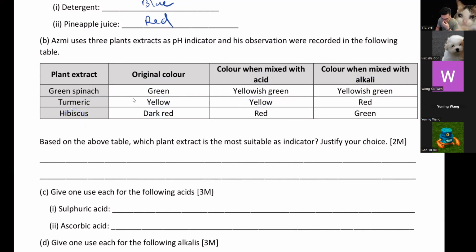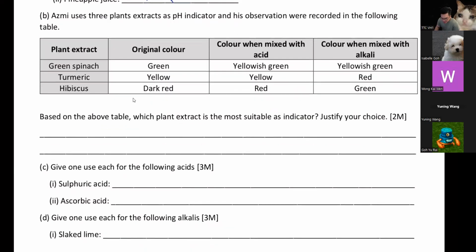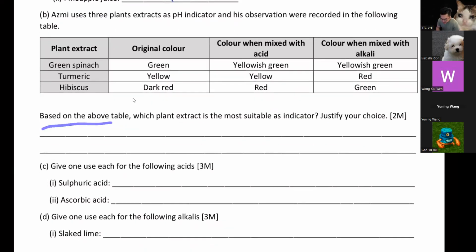Hibiscus, originally is dark red. Acid is red. Alkaline is green. So can you see hibiscus is the useful one? Because it shows you three different color. You will know something whether it's neutral or acidic or alkaline. Okay, that's the point. If my indicator is showing same color for all the pH, then what's the point of using it? Right? So based on the table above, which plant extract is the most suitable as indicator? I would use my hibiscus.